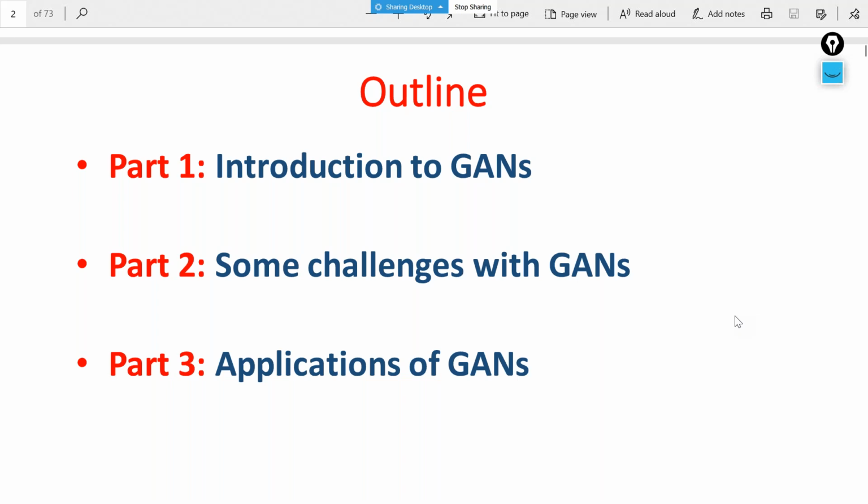So today's topic is regarding super resolution using GANs.